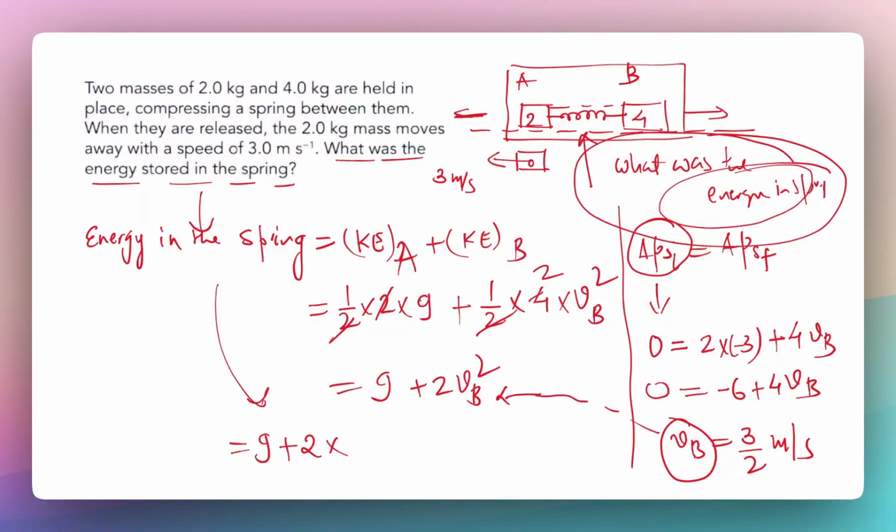So 2 into VB square will be now 9 divided by 4, okay? This and this will cancel. Now we have 9 plus 9 by 2, which is 4.5, and our answer will be 13.5 joules, right?